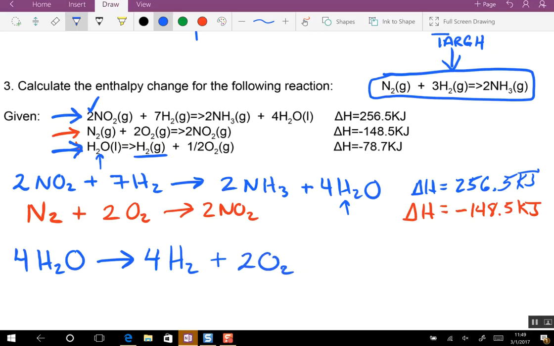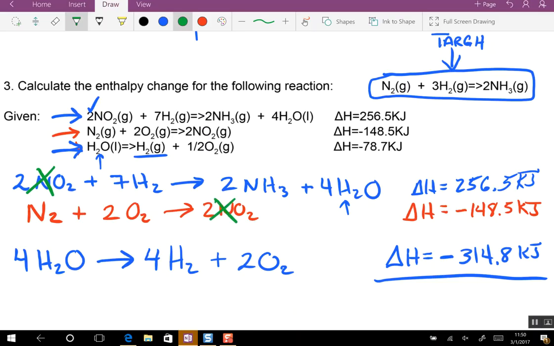And what's 4 1/2? 4 times 1 half is equal to what? 2. Now, what happens to our delta H now that we multiplied this by 4? We got to multiply it by 4. It's still negative because we did not flip it. So -78.7 times 4 is -314.8.